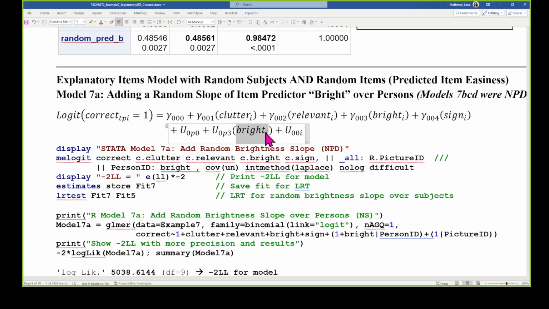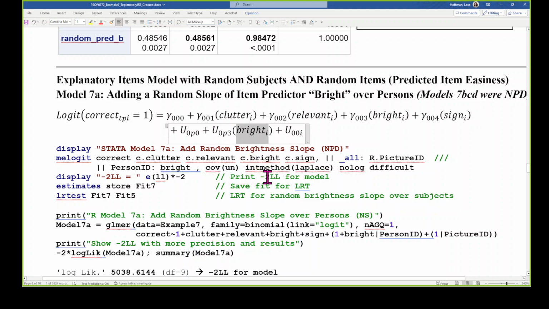We have not seen this yet. But if you think about it, if you're deliberately introducing things that make your items more or less difficult, it's reasonable to expect that people might be differentially susceptible to those manipulations. That's a random slope. But it's a random slope of a level 2 predictor over the other level 2 random dimension. That's my multi-level model explanation.